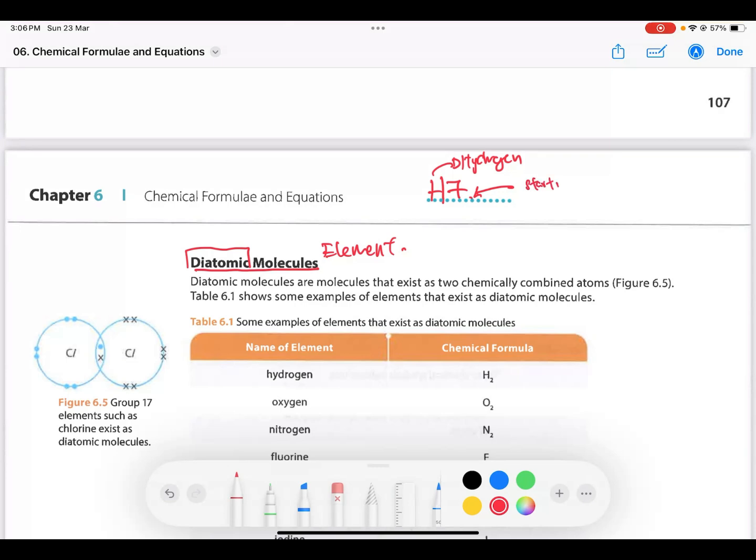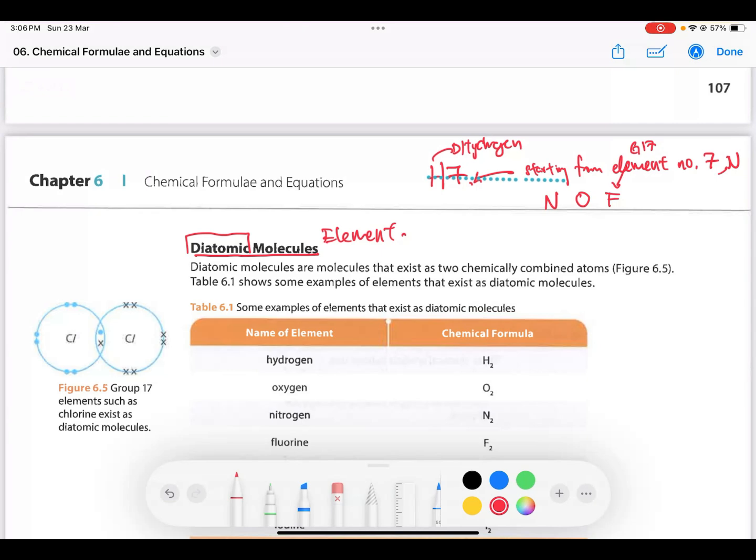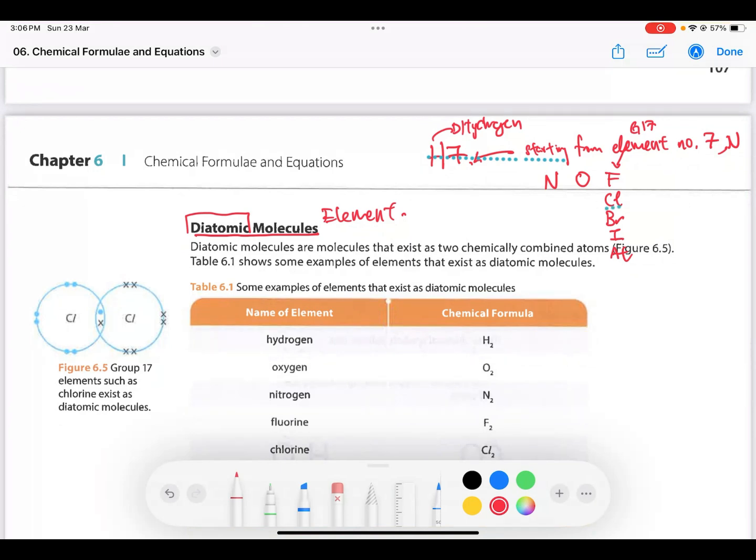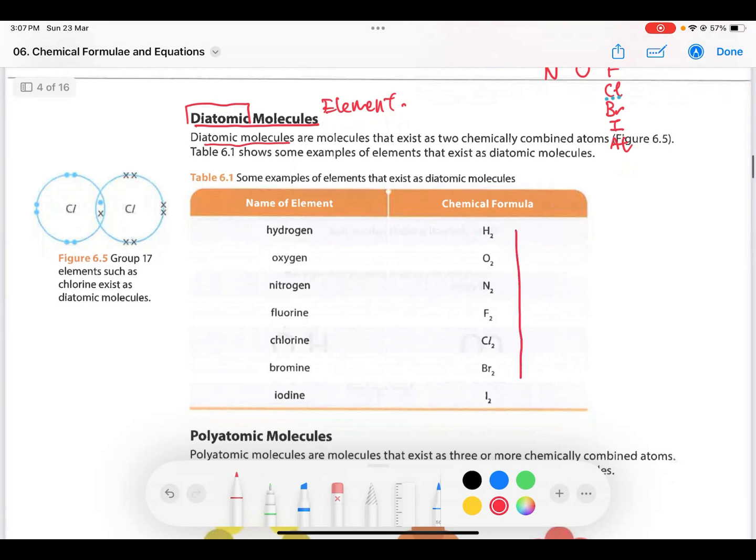Starting from element number 7, which in this case is nitrogen, you go until group 17. So nitrogen, oxygen, fluorine. Fluorine belongs to group 17. So hydrogen is diatomic, followed by nitrogen, oxygen, fluorine, and the rest of those elements in group 17: fluorine, chlorine, bromine, iodine, astatine. All of these, when they are in their elemental form, will exist as diatomic molecules. So you can see here: H, nitrogen, oxygen, fluorine, chlorine, bromine, iodine. These elements exist as diatomic molecules.